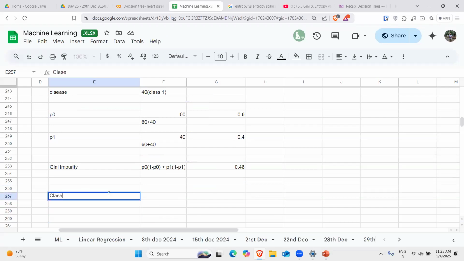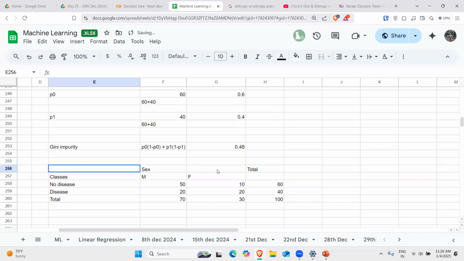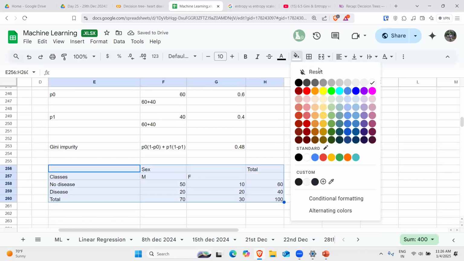You have the classes, no disease and disease, and the total, and you have the sex column, with male and female. No disease is 50 and 10, disease is 20 and 20. The total would be 50 plus 20, 70, and 10 plus 20, 30. The horizontal totals are 50 plus 10 is 60, and 20 plus 20 is 40, and the overall total is 100. That is your data set which is given to you.